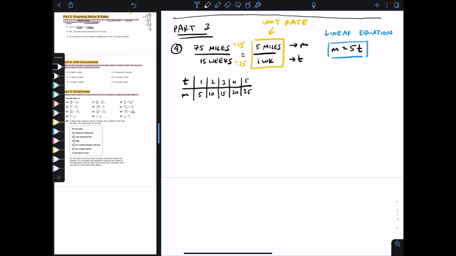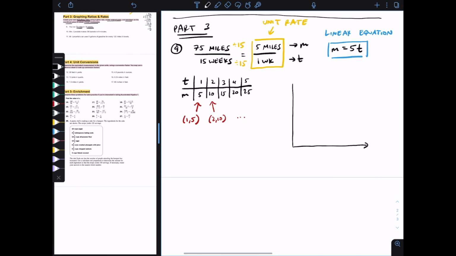I think that's enough. We can keep going up to 75, but I think you hopefully get the point at this time. Some ordered pairs we can say here. Well, this is really just saying (1, 5). At 1 week, that's 5 miles. This is really just saying (2, 10), and so on and so forth for the rest of these values in the table.